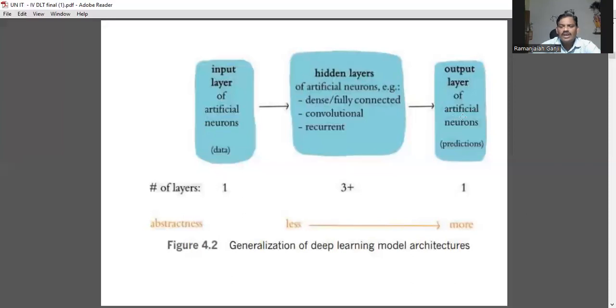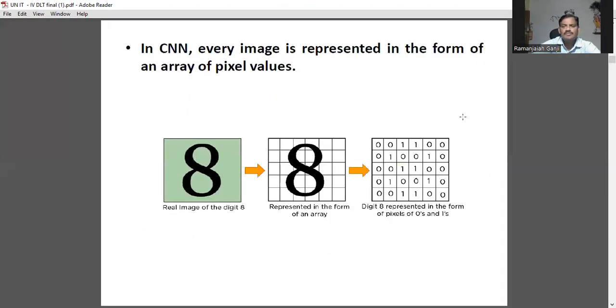And finally, we are producing an output layer of artificial neurons in terms of predictions. Sometimes they may ask you this as an essay question as well, in terms of a problem.